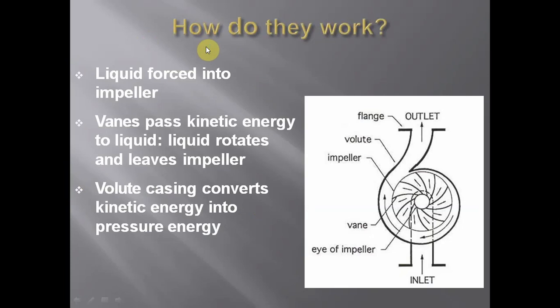Then the working principle of the pump. How do they work? Okay, so this is the outlet, then this is the inlet, and here the rotation will be there, vanes will be there, the impeller will be there, and the outer part is called the volute, then the eye of the impeller. So liquid flows into the impeller. Then the vane passes kinetic energy to the liquid. The liquid rotates and leaves the impeller. The volute casing converts kinetic energy into pressure energy.